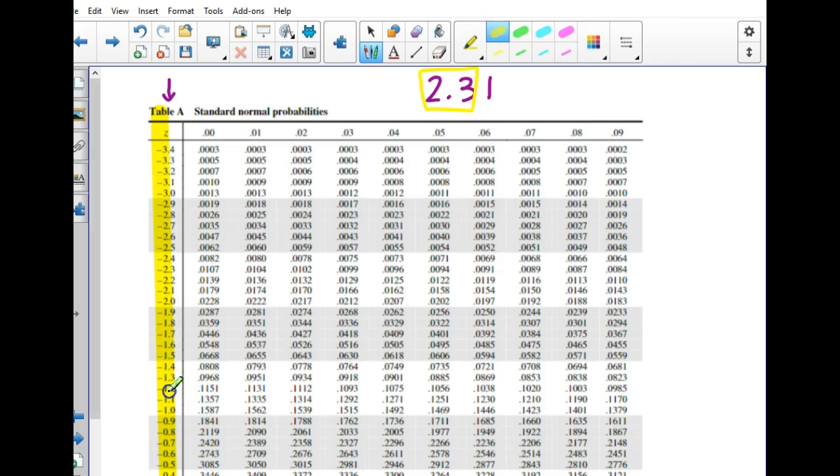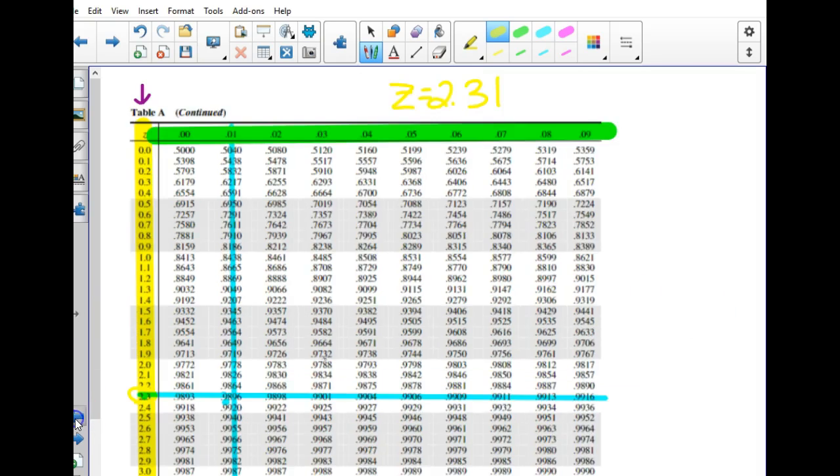Okay, so negative 1.2 is this row, right? And then 8 is this column. Did I get off, or is it 0.1003? 0.1003. So that's the probability of getting a z-score less than negative 1.28. Are we okay with the lessons? Yeah. Okay, we need to get cruising here.